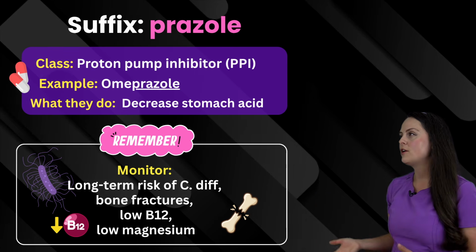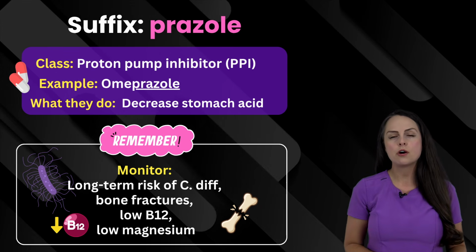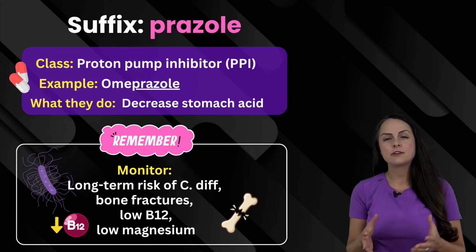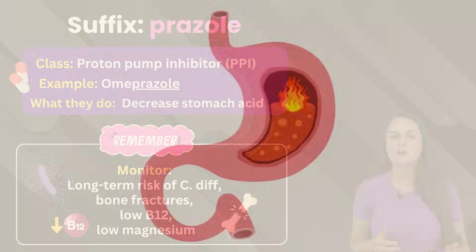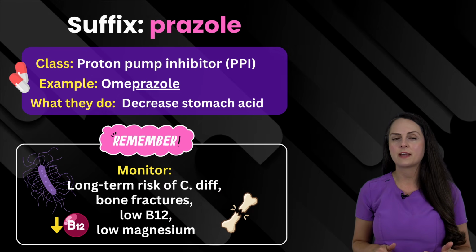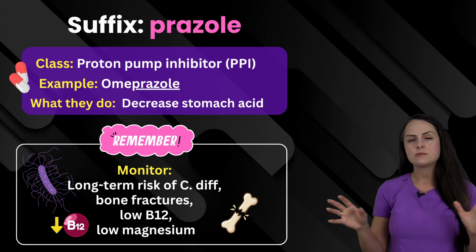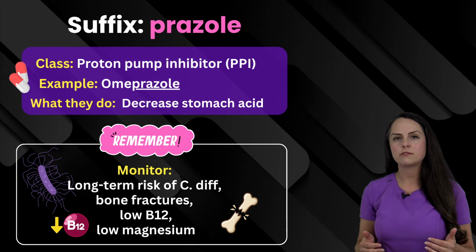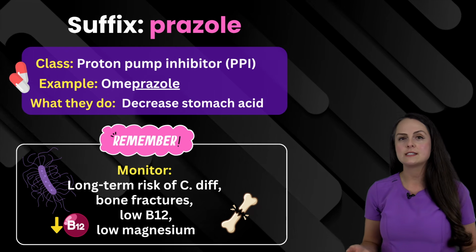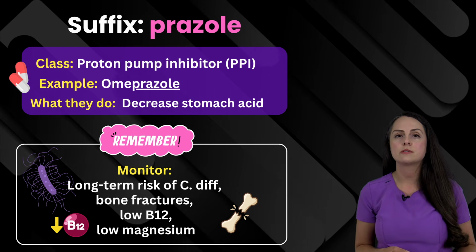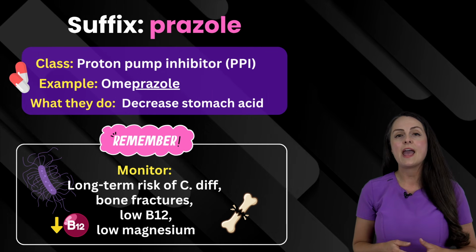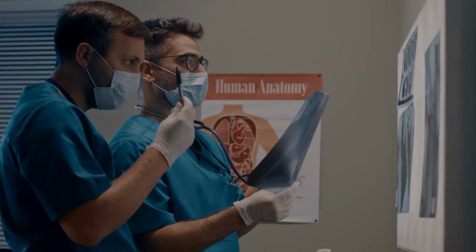Then we have -prazole. This suffix is going to belong to those proton pump inhibitors, for instance, like omeprazole. So how they're going to work is, just like their name says, they're going to inhibit that proton pump within those proton cells in the stomach. Whenever we do that, we are really going to decrease stomach acid production. However, since we are affecting that, you have to monitor the patient for some interesting complications that could arise, especially from long-term use. For instance, with long-term use, they could increase the risk of developing a C. diff infection, vitamin B12 deficiency, a low magnesium level, and it could affect their bones, leading to an increased risk of bone fractures.